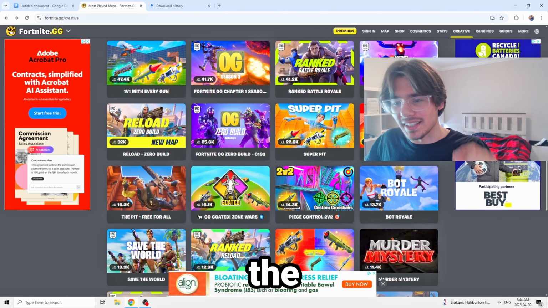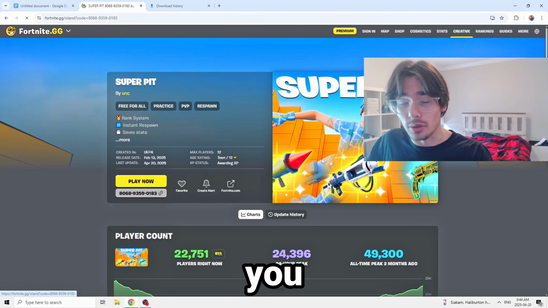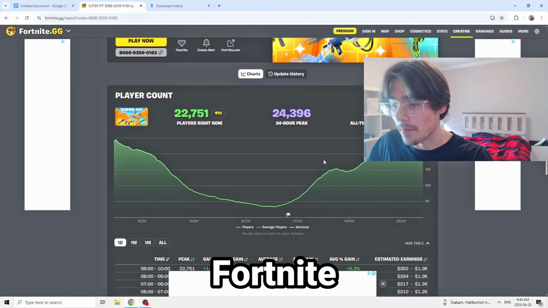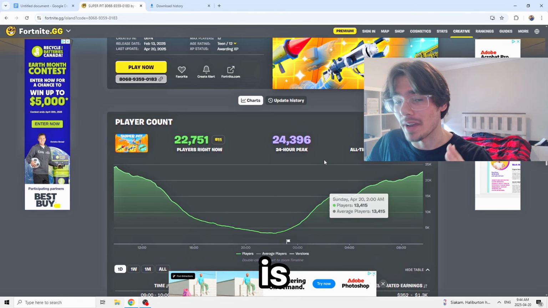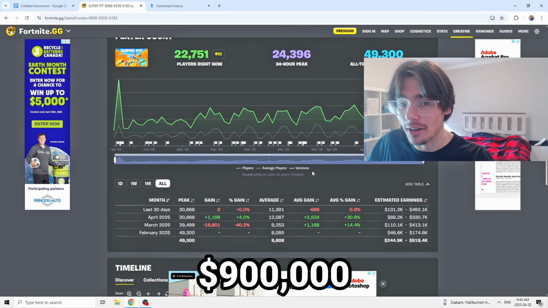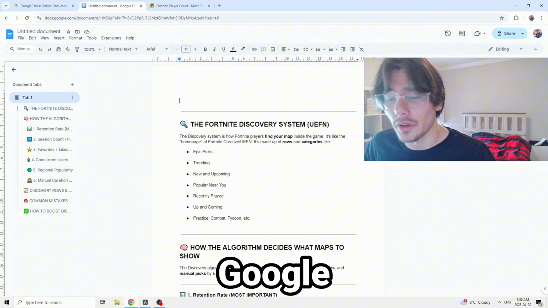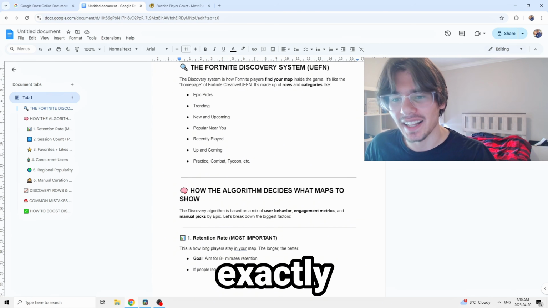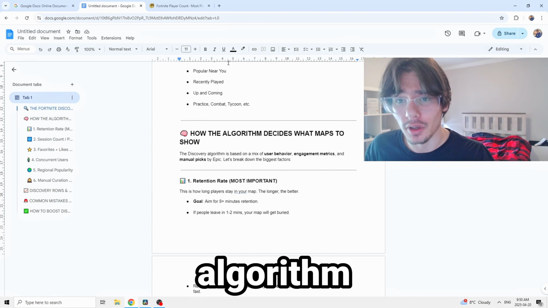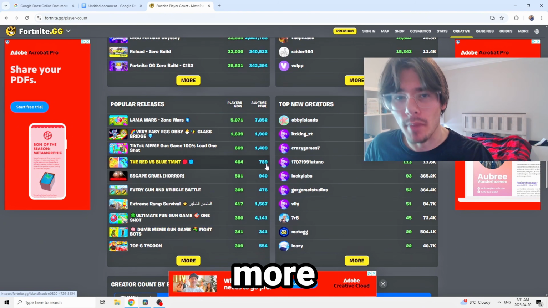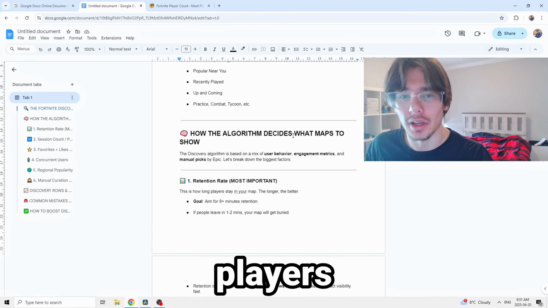Today I'm going to be showing you guys the exact necessary steps and requirements you need to master the UEFN Fortnite map algorithm, just like this map here, which has amassed 50,000 players and has made $900,000 in just a span of 3 months. Because right here on screen I have a full Google documentation which fully explains exactly how to master the UEFN Fortnite map algorithm, which will allow you to make more money online with your Fortnite maps and get more players inside of your games.